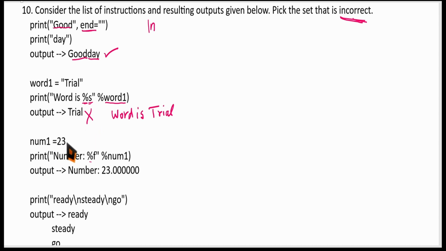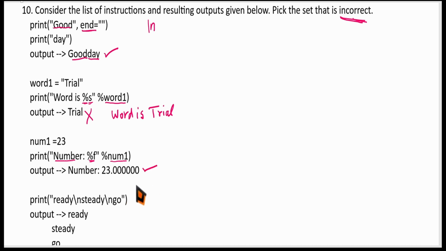This is wrong. Now you come to this one. Number 1 is equal to 23. So this is an integer. Print number percentage f this number 1. Actually number 1 is an integer, so the integer will be converted to float and it will be printed. So you will have number colon, instead of 23, you will have 23.000 like that. So this is also correct.